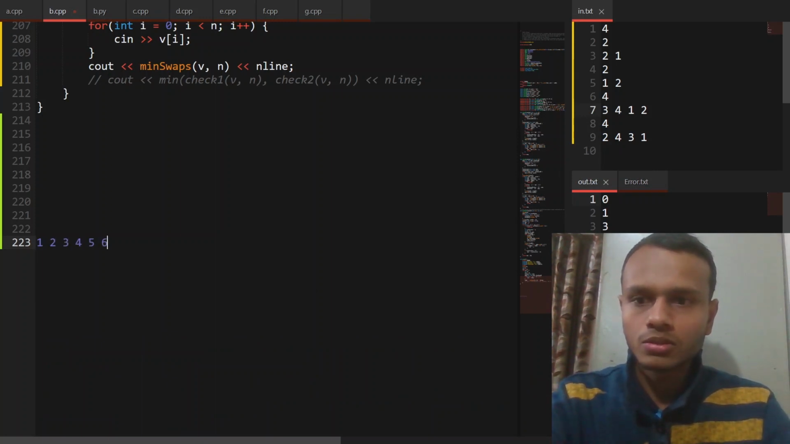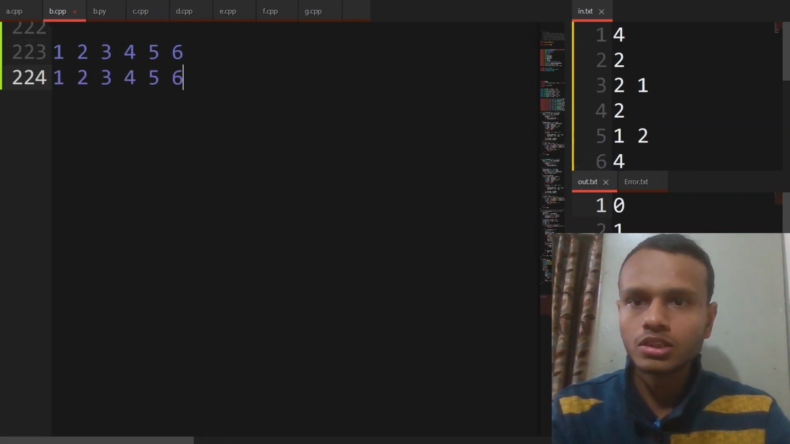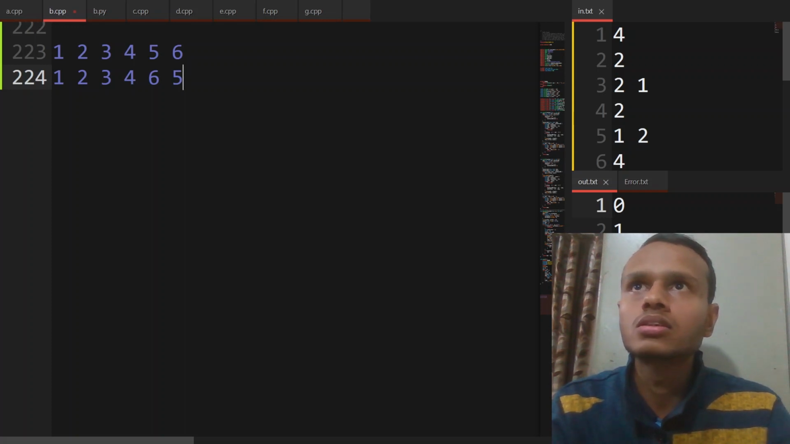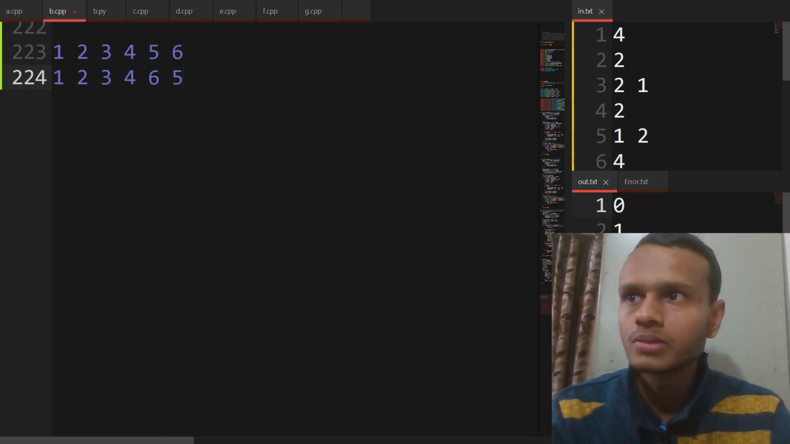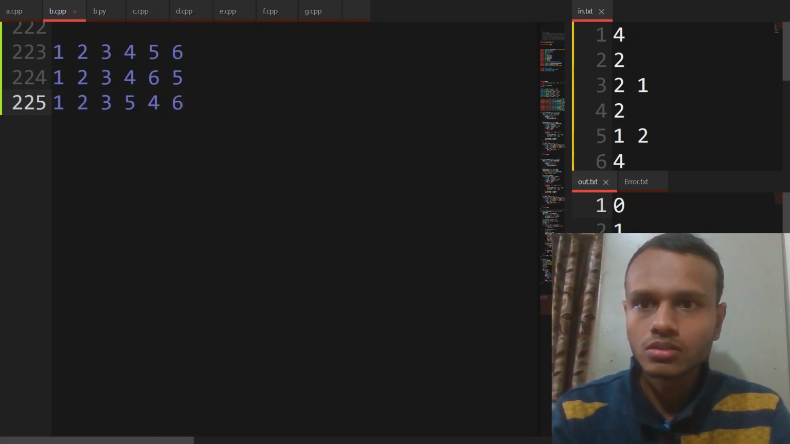Let's say we have a permutation of length 6. For this one, we don't need any operation. But for this one, we need only one operation. Okay, so let's make this thing also very clear that we can sort only either the first 4 elements or the last 4 elements in one operation. Five, 4, 6.